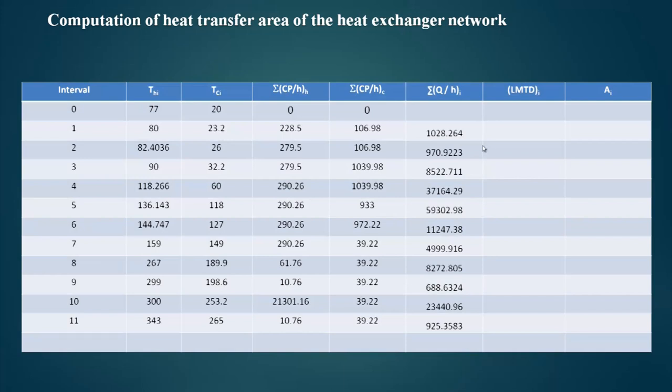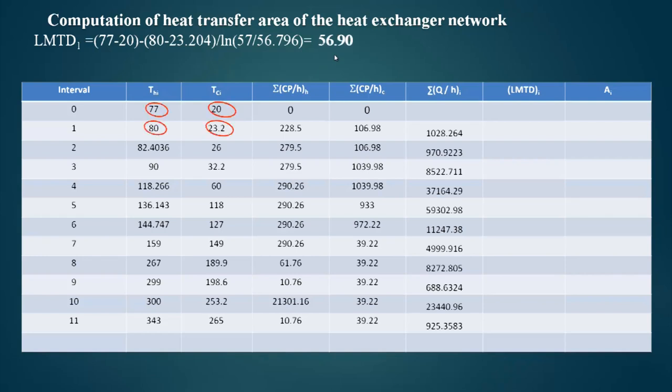Now, the next is to compute LMTD, because we know the temperatures, the extreme in and extreme out temperatures. So, 4 temperatures are needed to compute LMTD value. So, we find out the LMTD value for interval 1. For this the LMTD value is 77 minus 20, then 80 minus 23.2, then ln of this divided by this, which comes out to be 56.90. So, we are using these 4 values to compute this LMTD. Similarly, for this we can use these values to compute LMTD, and we can fill the LMTD values here.